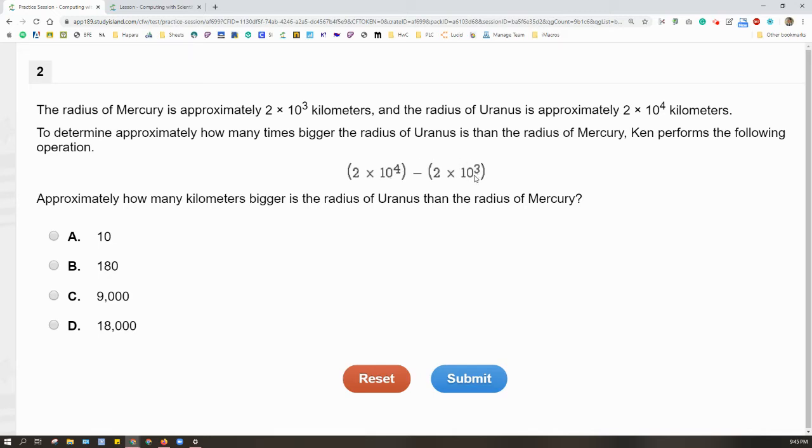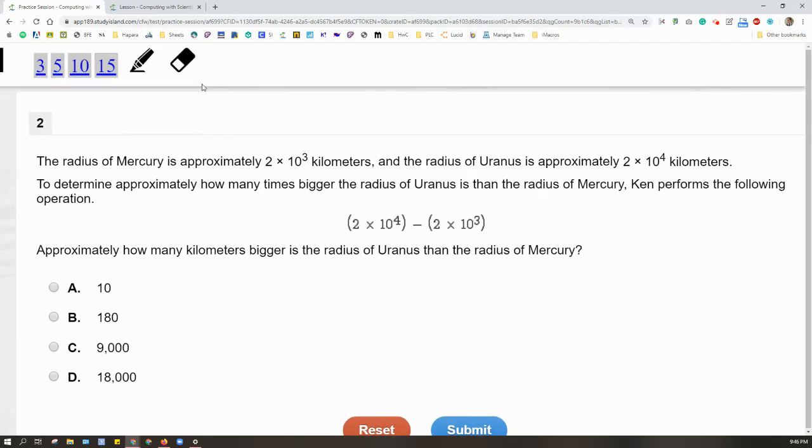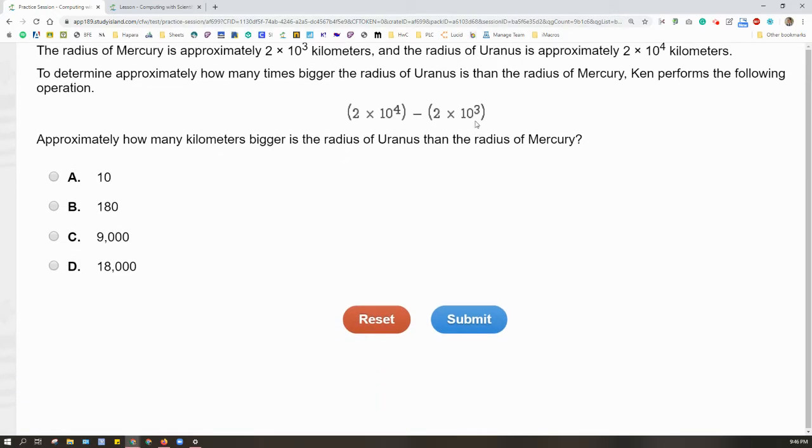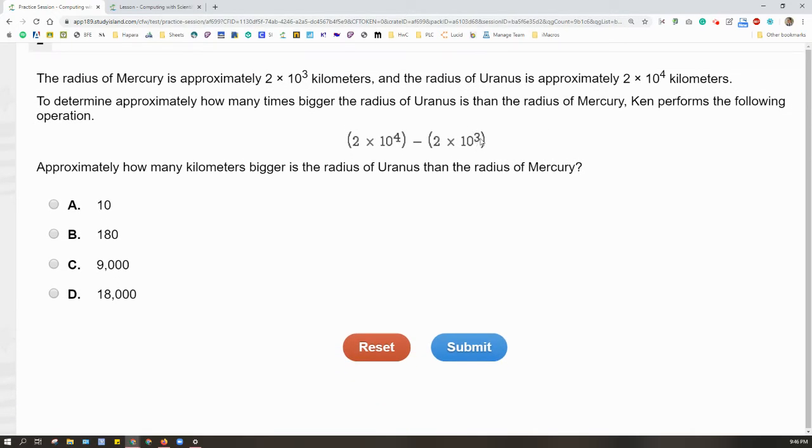But what we can do is change them so the exponents do match, and then we can subtract. So here's how we do that. Take the one that has a larger exponent and leave it the way it is. So 2 times 10 to the fourth, I'm going to leave it that way. The one with the smaller exponent, I'm going to make it match the one with the bigger exponent. So I'm going to change the 3 to a 4.